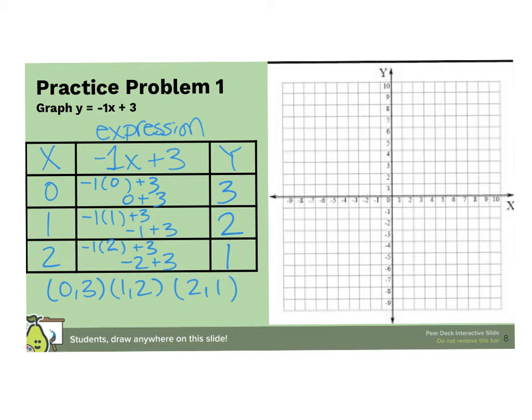Let's graph these. 0, 3, right here. 1, 2, right here. 2, 1, right here. Another negative sloping line. Make sure your line is long and has arrows, okay? Practice problem 2.